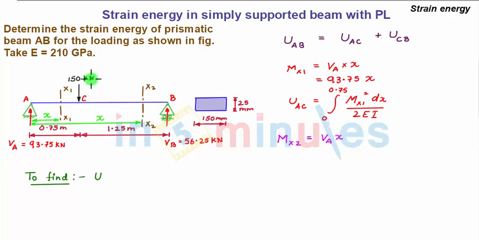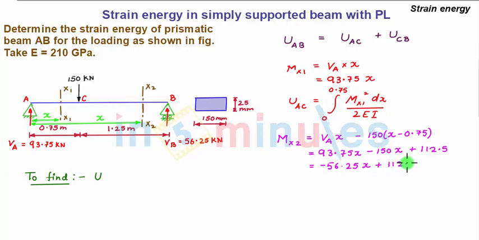Then we have an anti-clockwise moment caused due to this downward vertical force of 150 kN acting at a distance of x minus 0.75 meter. So we have minus 150 into (x minus 0.75). So upon substituting the value of VA, we have 93.75x minus 150x plus 112.5. So we have Mx2 is equal to minus 56.25x plus 112.5.